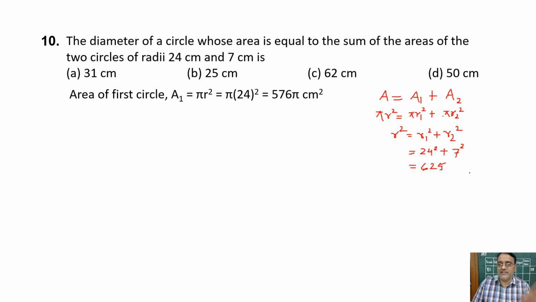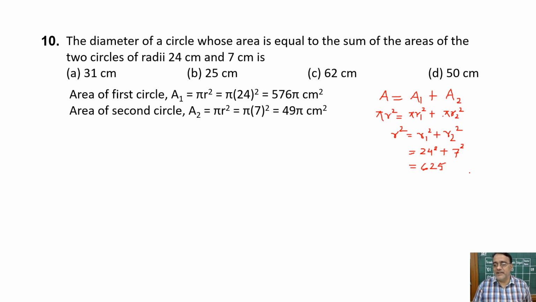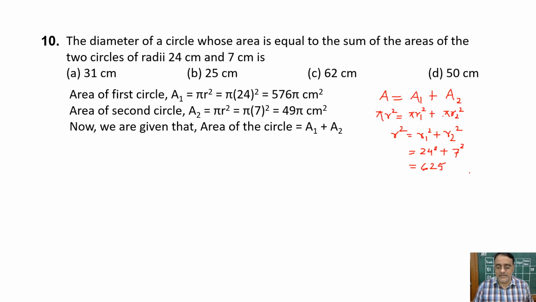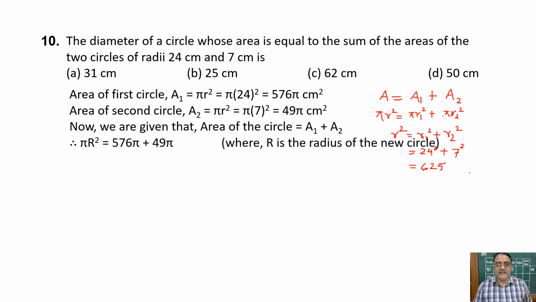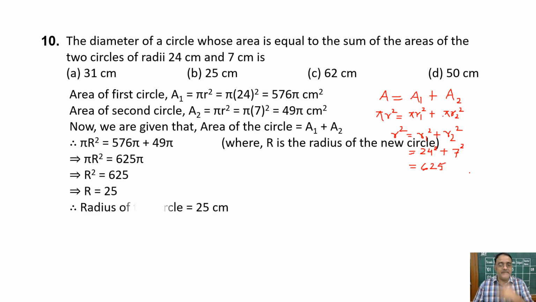अब थोड़ा मैं दूसरा तरीके से बता रहा हूँ. A1 मिल गया 576 पाई और A2 मिल गया 49 पाई. Okay, and according to the given condition it is given that area of the circle is equals to A1 plus A2. So pi capital R square is equals to 576 pi plus 49 pi. We'll get 625 pi. So pi cancel. R square is equals to 625. R is equals to 25 centimeter. Right. So which option is the correct one? Option B. Option B. Right.